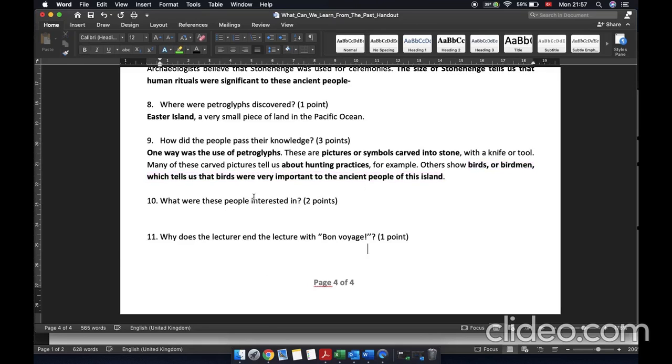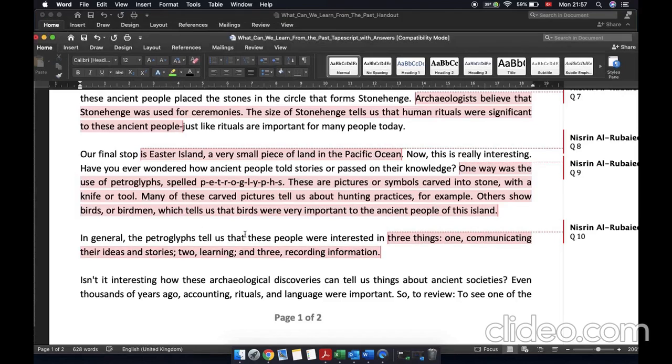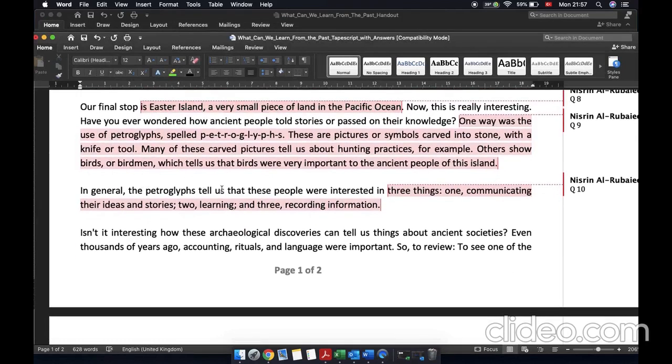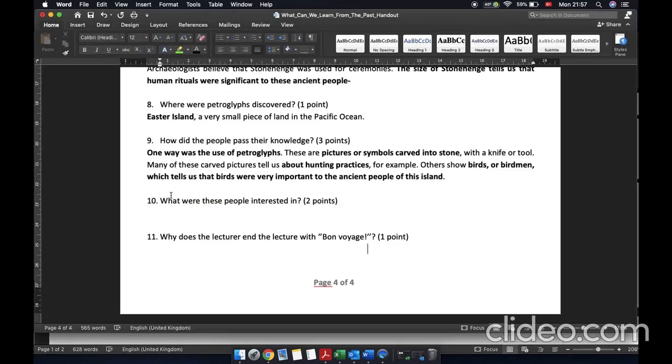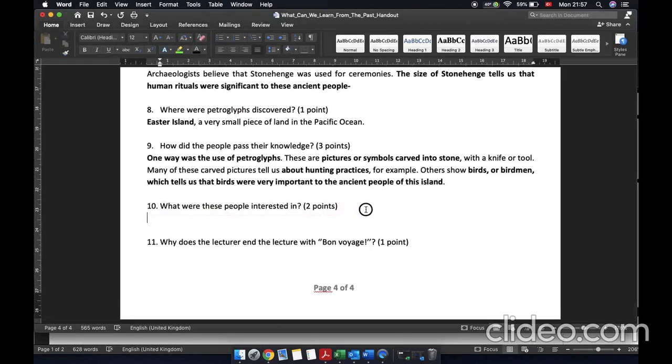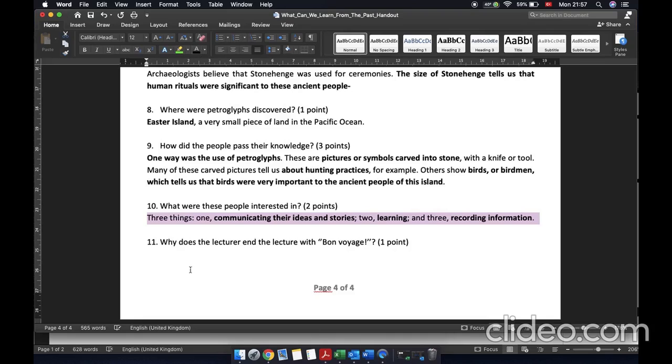And what were these people interested in? So, petroglyphs tell us that these people were interested in three things. One, communicating their ideas and stories. Two, learning. And three, recording information. Okay, there you go. So communicating their ideas and stories, learning, and recording information. These people were interested in these three things.